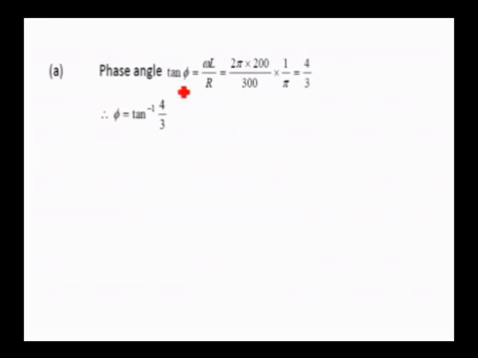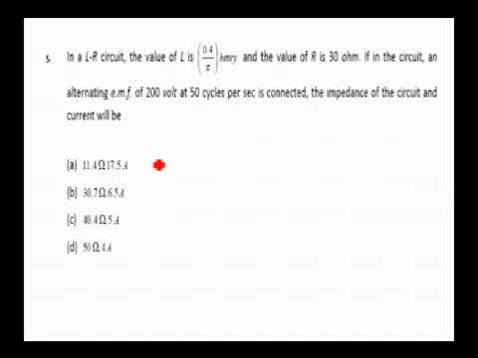Now if you substitute that, tan φ is ωL, 2πf, divided by R, into L. L is what? 1/π. Cancel π and π here. Two zeros get cancelled. 2 into 2 is 4, and 3. It is tan inverse of 4/3.